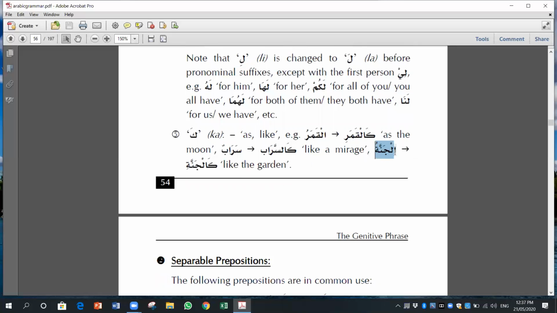Al jannatu, garden. But when we say kal jannati, it can't be kal jannatu. Make sure of it. Okay. Kal jannati, like the garden. It is like the garden. Ka means like.